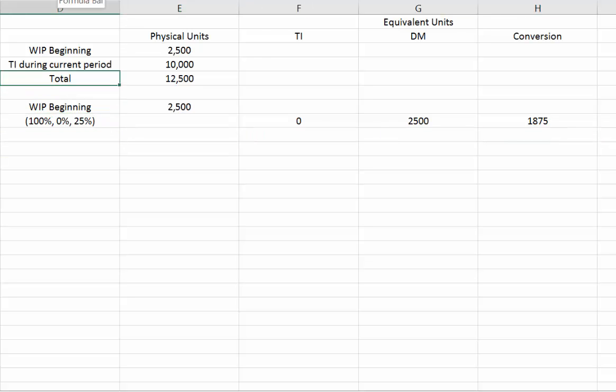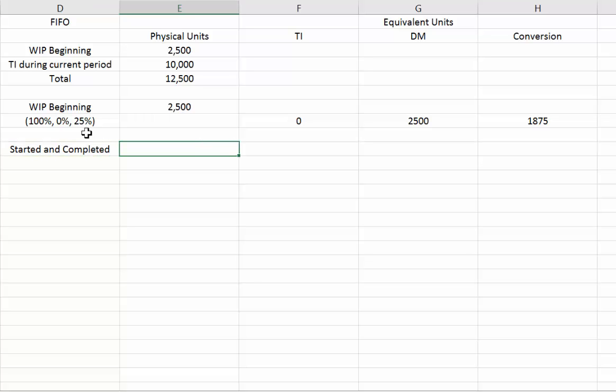Because it's FIFO, I forgot to put FIFO at the top here. Because it's FIFO, once we finish the 2,500, we assume that we take care of the beginning inventory. Then we have 10,500 total units completed and transferred out this time. So that gives us actually 8,000 left. So here I'm going to start the second group.